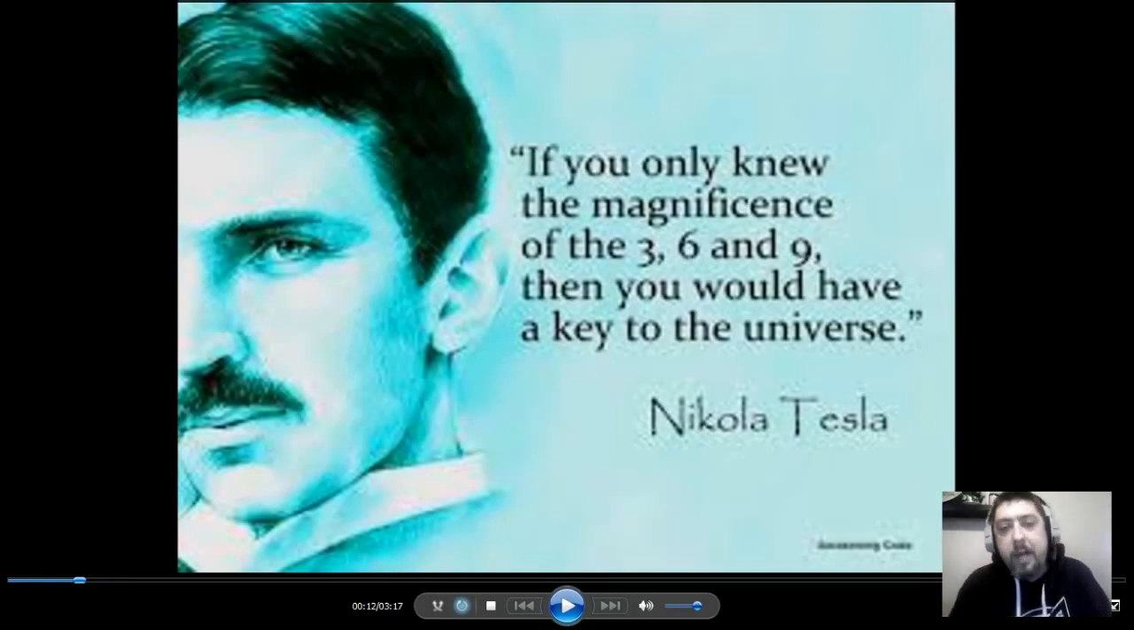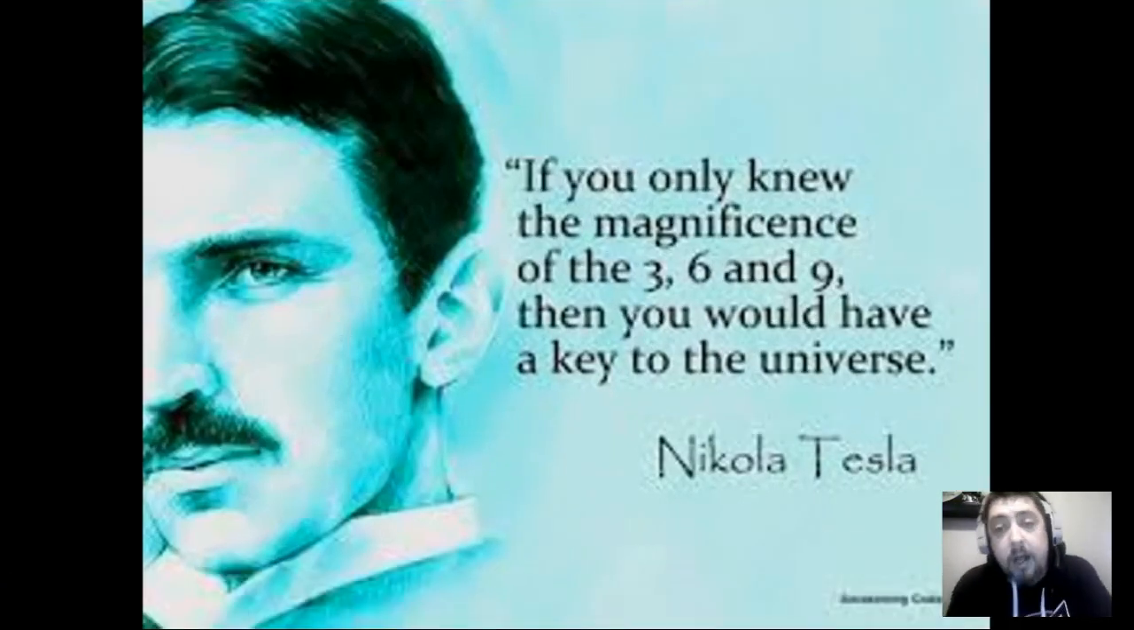If you only knew the magnificence of the 3, 6, and 9, then you would have a key to the universe. This is one of Tesla's supposed quotes. To understand the 3, 6, and 9 is pretty simple. 3 being negative, 6 being positive, and 9 being neutral. It's what makes up our tesseract, which makes up the universe which we live in.